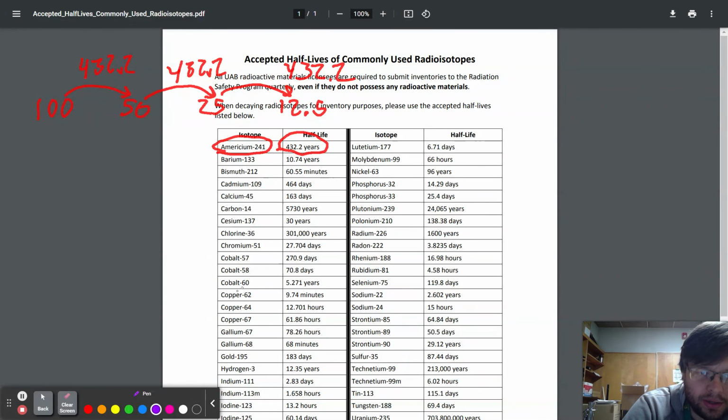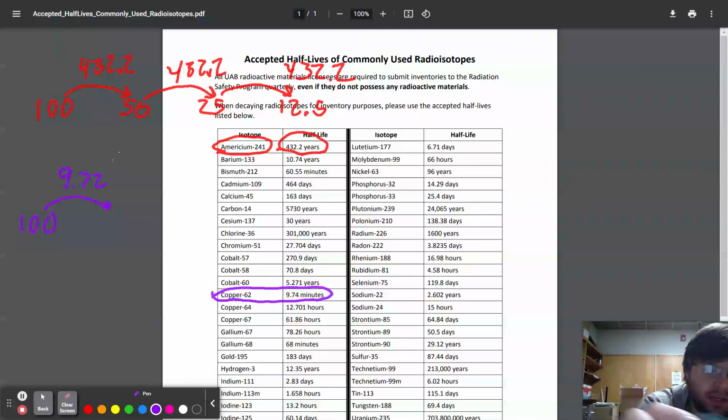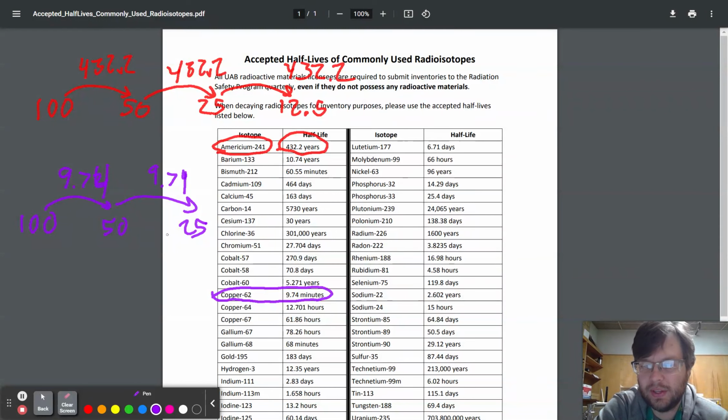Okay? So let's look at one other example. Let's look at this one, Copper 62, 9.74 minutes right there. That means if I have 100% of my original amount, it's going to take 9.74 minutes to get to 50. And it's going to take another 9.74 minutes to get to 25, etc., etc.